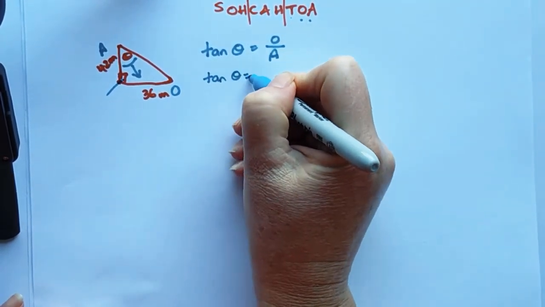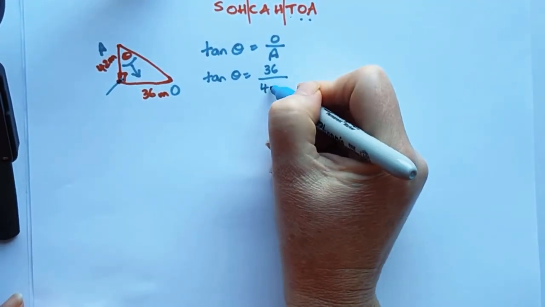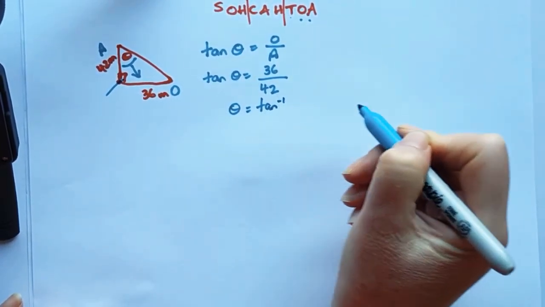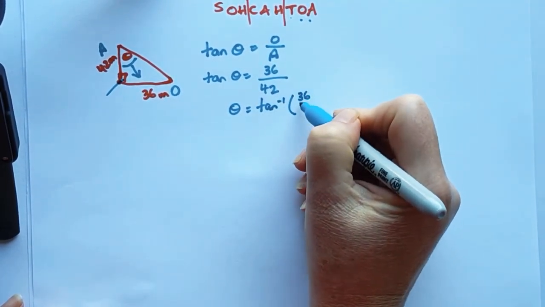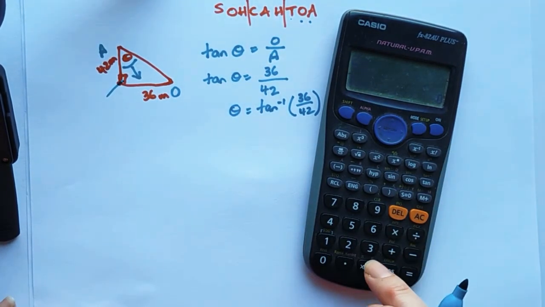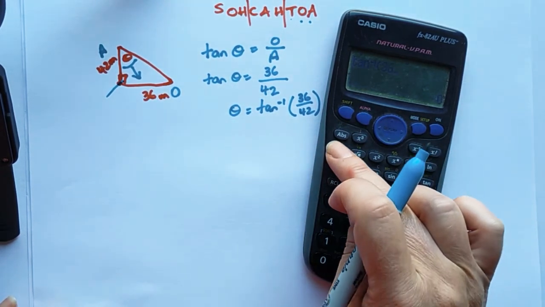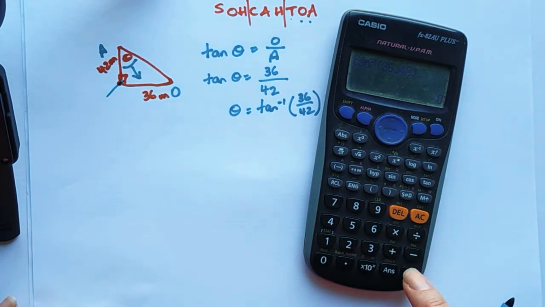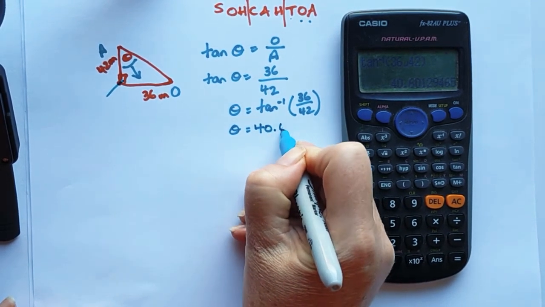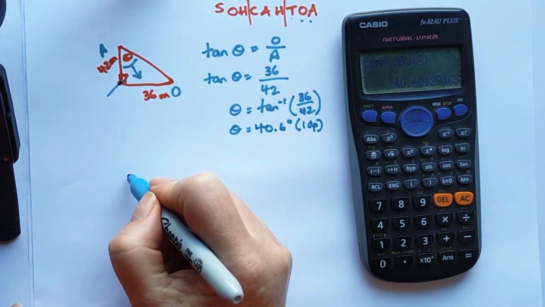So tan theta, the opposite side is 36, the adjacent side is 42. I need to get rid of the tan, so I'm going to make that the inverse, or tan minus 1. I put my fraction in here, and then I pop it in my calculator. So second function, or shift tan, depending on your calculator, 36 over 42. Close my brackets, press equals, and I get that theta equals 40.6 degrees, 1 dp. Have a look at another example.